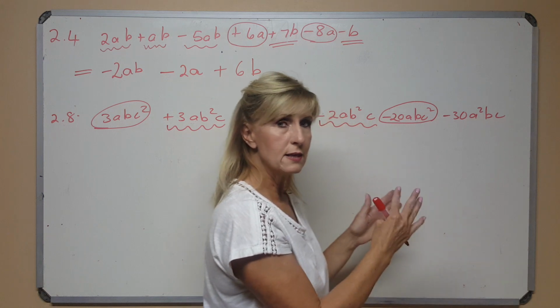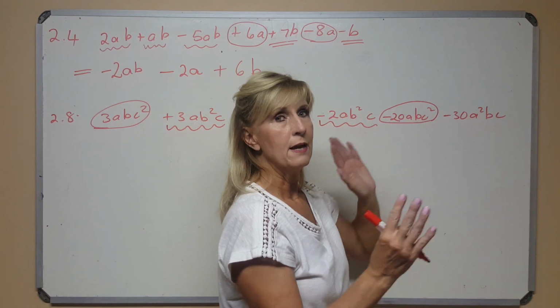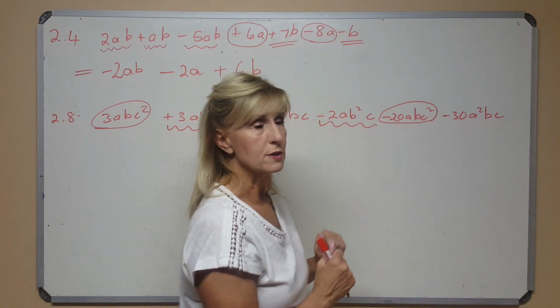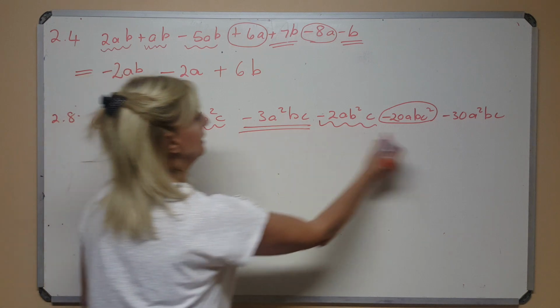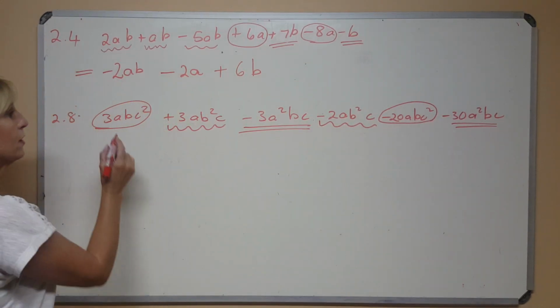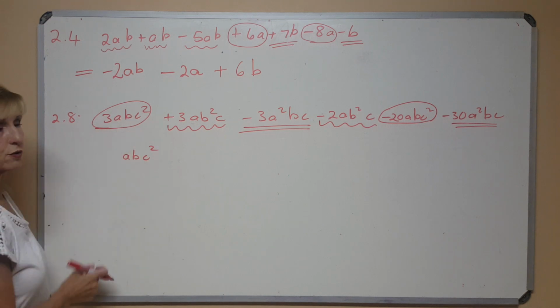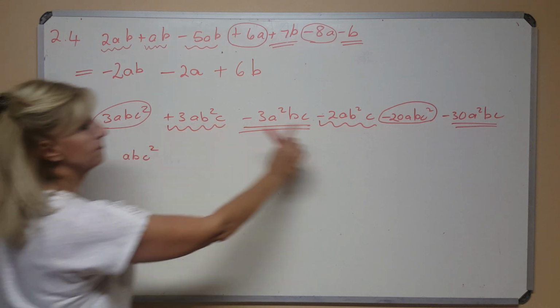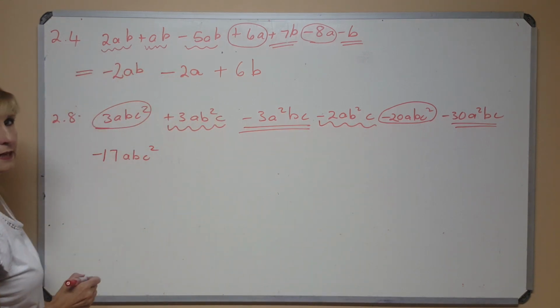If you write it alphabetically, maybe it was C, A square B or whatever. If you write it alphabetically, you can see which ones are like. So then if I have to add them, A square B and A square BC are the like terms. So now, how many A, B, C squares, the ones with the circles, are there? So it's 3 minus 20, which is minus 17.